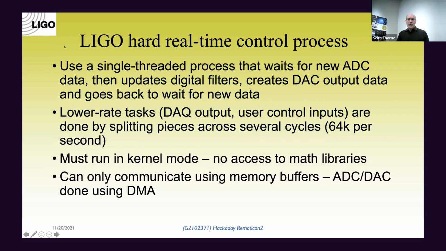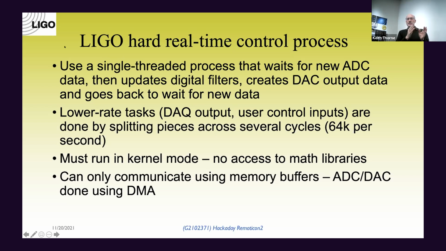Now, you make the software very simple. It isn't one of these multiple loops with threads. Single thread is very simple. All it does is sit waiting for a trigger that the ADCs have new data, read the data, update all the filters, put stuff out in memory for the D-to-A converters, and just go back to the top. That's all it does. Very simple. Now, it has to do other things like put out data for other things, respond to user inputs.